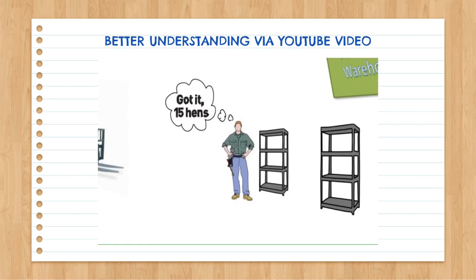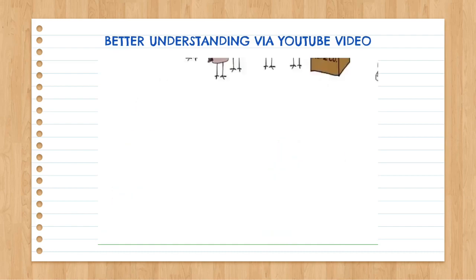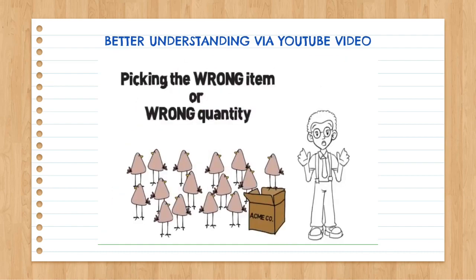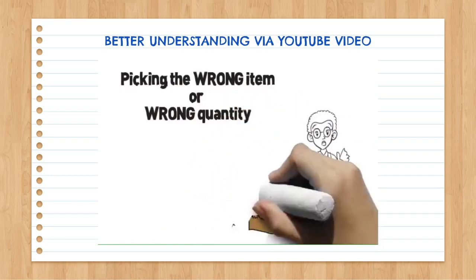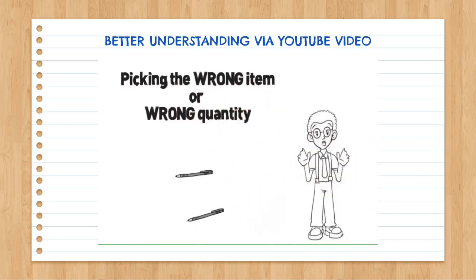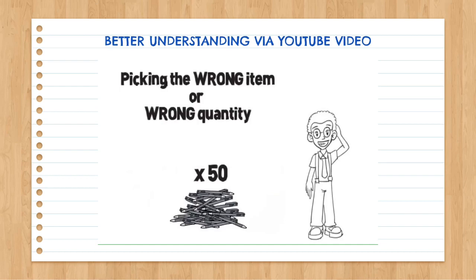Now, Acme Co. prides itself on being the largest supplier of both pens and hens in the Northwest, so Simmons doesn't think twice about the order and packs up the hens. And as you would expect, Gerald isn't too satisfied with his order. Now let's say his order comes in and they got pens right, but instead of 15, he got 50. Now, he wouldn't mind, but it wouldn't be good for the company.